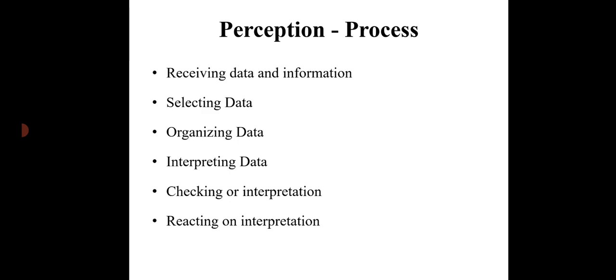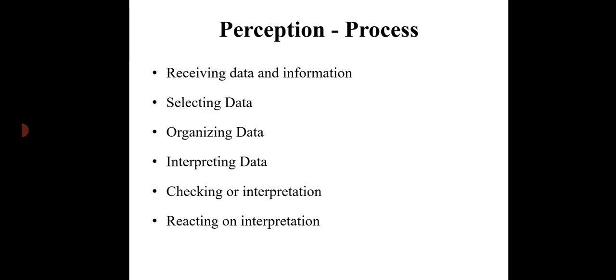This stage depends upon how the perceiver is interpreting the data: his internal factors, his personality, his traits, the situation, and the features of the stimuli. These are the factors which help in interpretation of data under the perception process. And then the next stage is checking of interpretation.